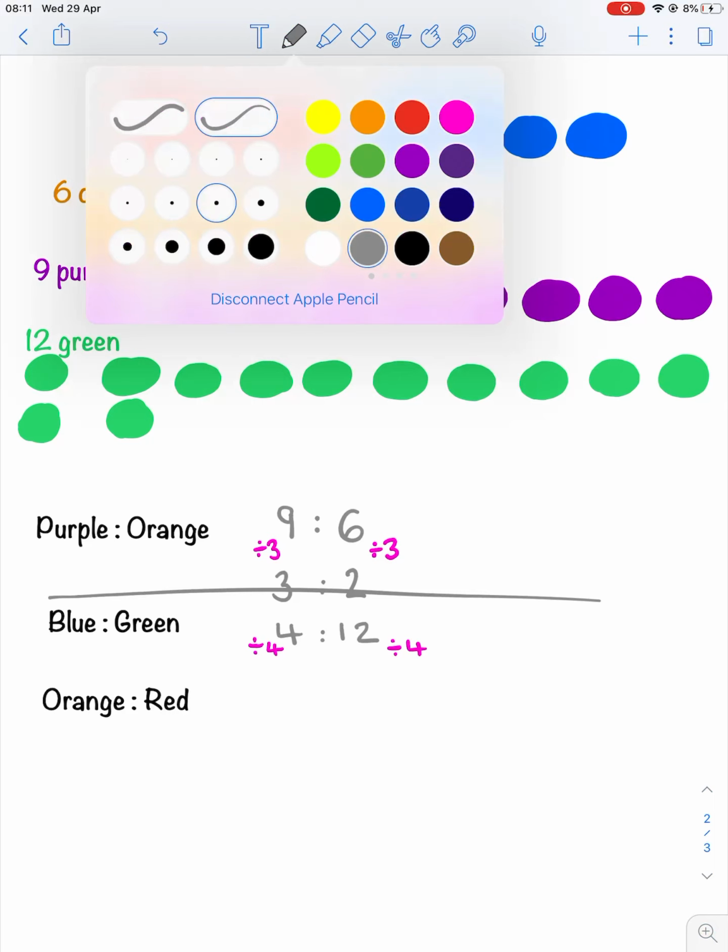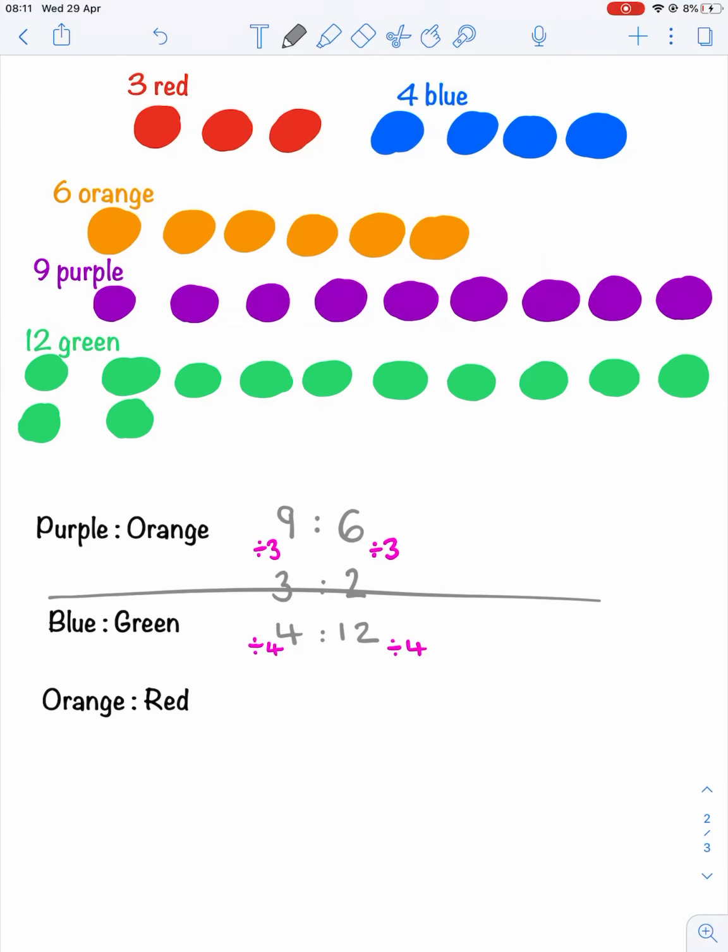So 4 goes into both of them. How many 4's in 4? 1. And how many 4's in 12? 3. So that's my simplified answer there. Last one, orange to red. So there are 6 orange and there are 3 red. Okay, so again, we're just thinking what number goes into both of those.